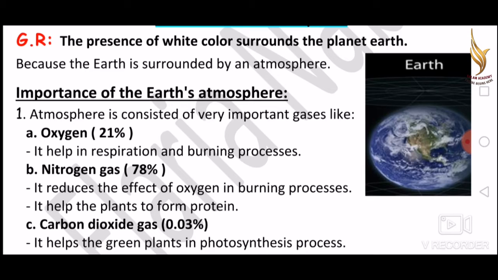Nitrogen gas. Nitrogen gas is considered the major component of the atmosphere, and the ratio of nitrogen is 78%. It is very important because it reduces the effect of oxygen in the burning process, because it doesn't help in burning. Okay, and also nitrogen helps plants to form protein. This protein is very important because it helps in building body tissue. Okay.